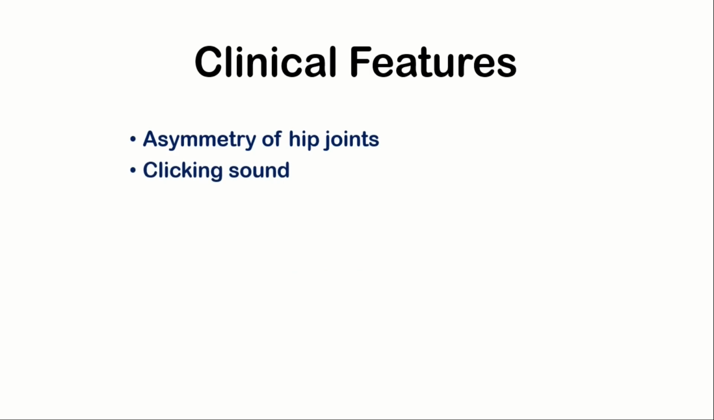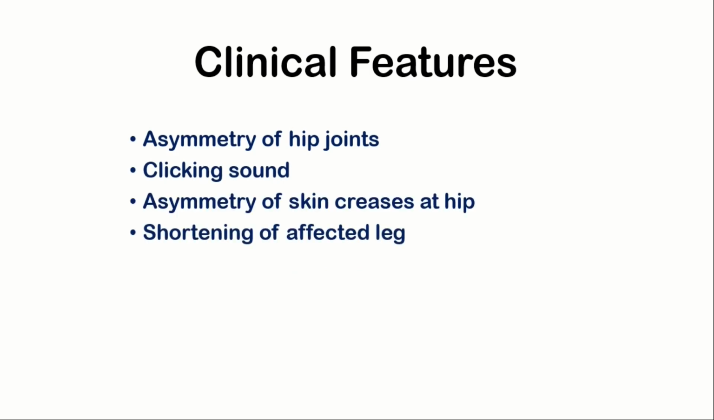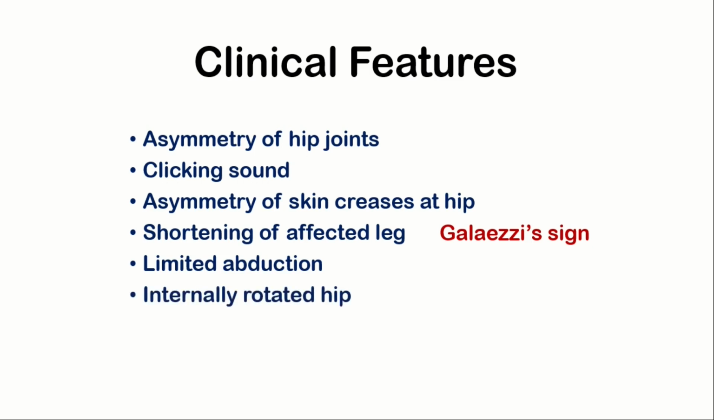And now, let's move on to the clinical features of congenital hip dislocation. These are asymmetry of hip joints, clicking sounds with hip movements, asymmetry of skin creases at the hip, shortening of the affected leg, also known as the Galeazzi's sign. There will be limited abduction of the affected hip joint. The hip is usually internally rotated and the child may not be able to walk properly.